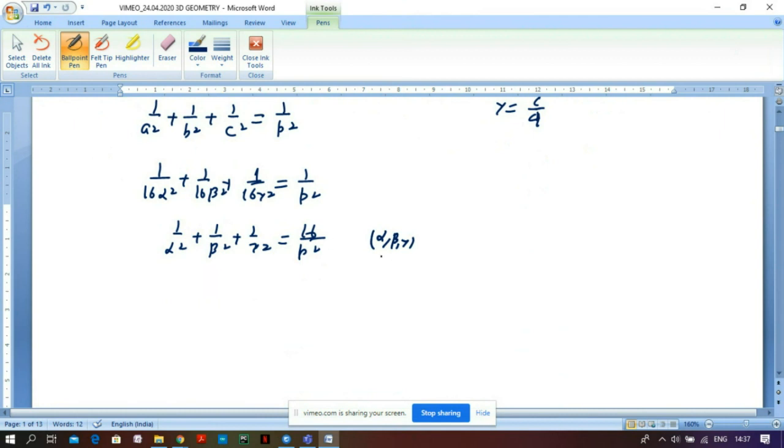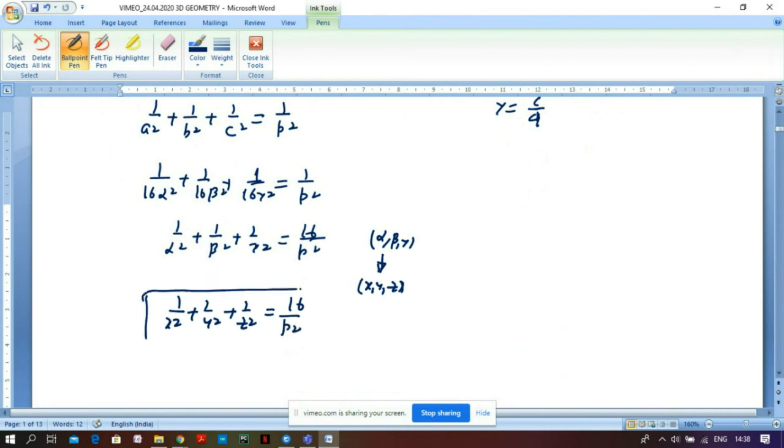And this tells you that alpha, beta, gamma satisfies this equation. It means now I can replace alpha, beta, gamma with x, y, and z, the current coordinates. And then I can say that the locus of point alpha, beta, gamma, that's the center of tetrahedron, is nothing but 1 over x squared plus 1 over y squared plus 1 over z squared is 16 over p squared.